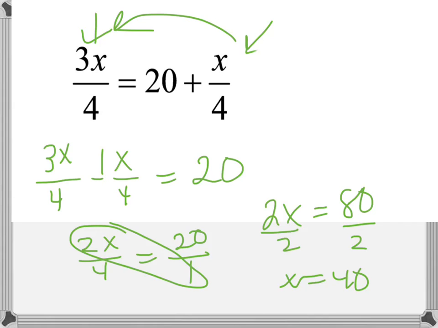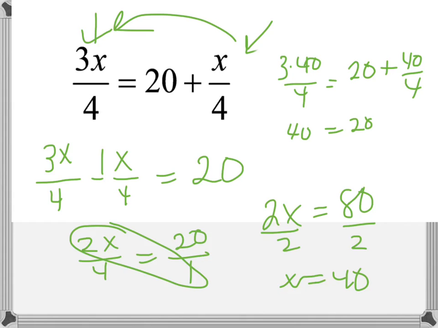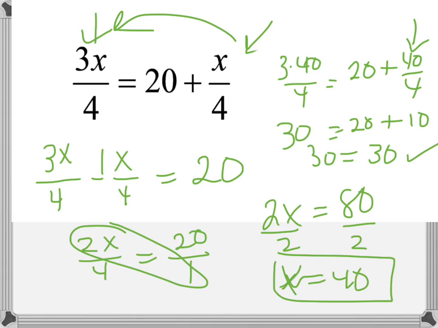So if x were 40, that would mean 3 times 40 over 4 should be equal to 20 plus 40 over 4. So 3 times 40 is 120, over 4 is 30. That's equal to 20 plus 40 over 4, and 40 over 4 is 10, so 30 is equal to 30. So our answer is x is equal to 40.